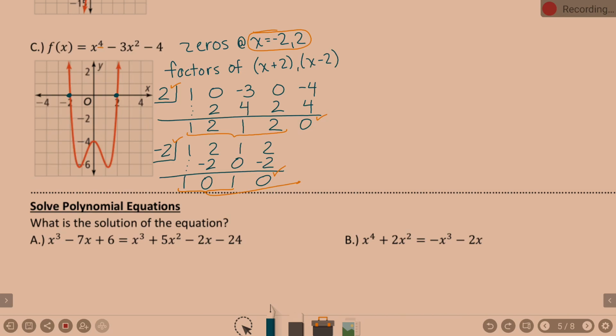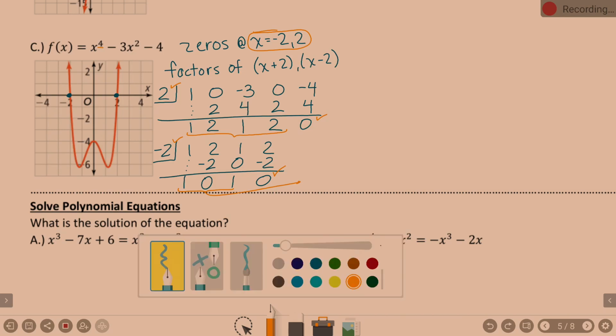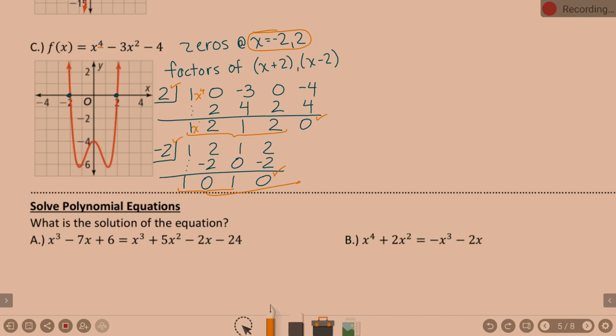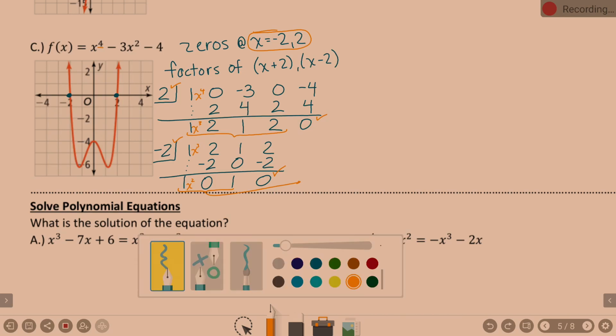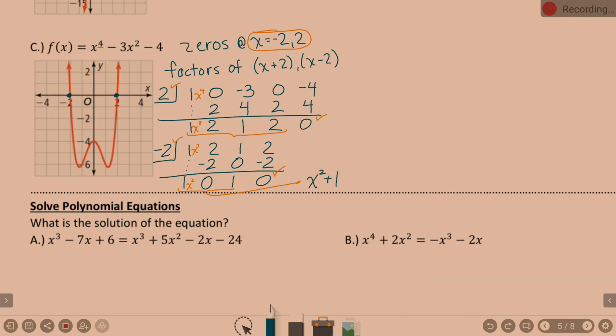X squared plus 1? Are you with them? Because if we go back to the beginning, this original one was x to the 4th. We divided out, so it's x to the 3rd. When you divide out again, now you're at x squared, right? So this represents x squared plus 1 as our other factor.